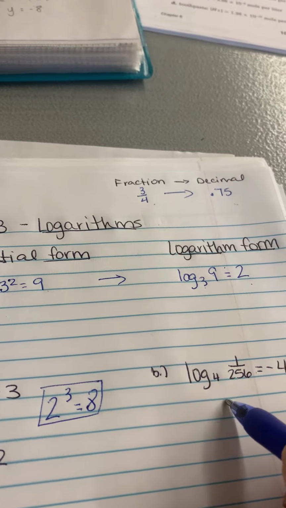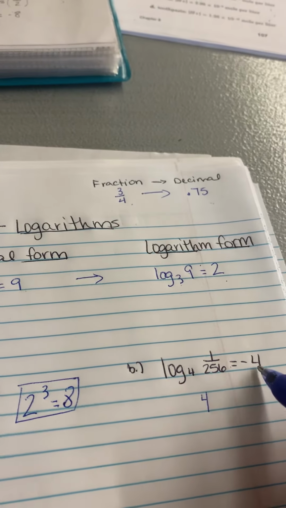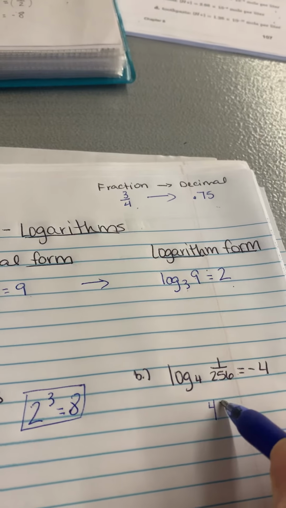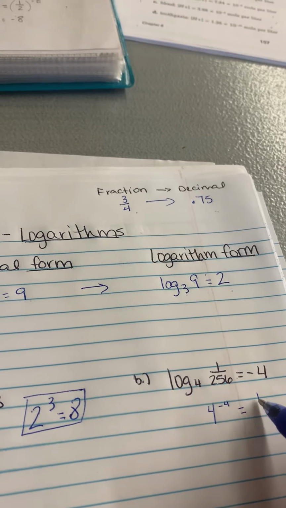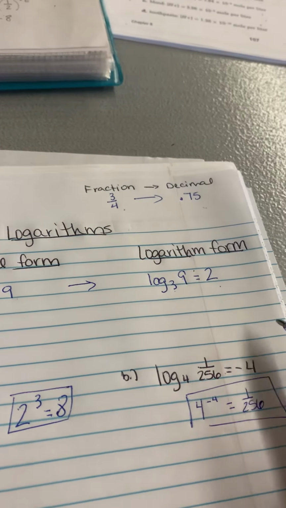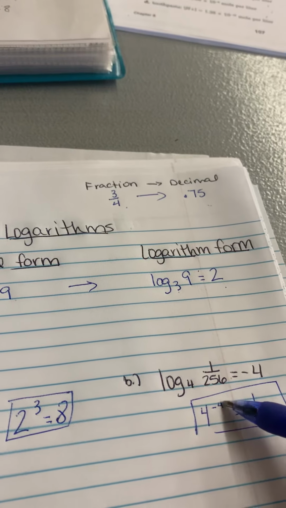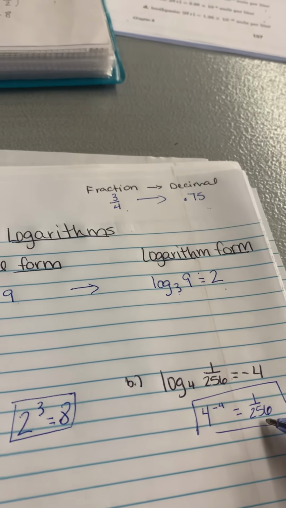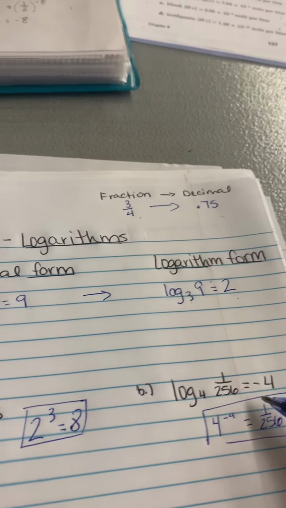Okay? For B, same thing. What is my base? It's 4. What's my exponent? -4. What's my answer? 1/256, which is a true statement because 4 to the -4th is 1/256. Different way of writing it.